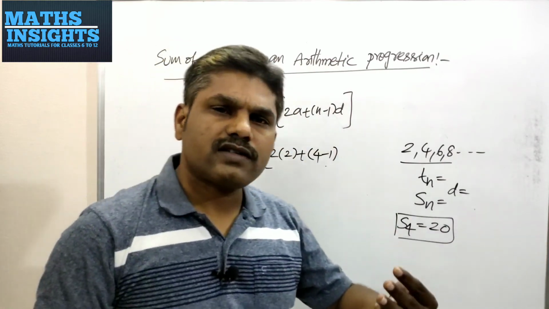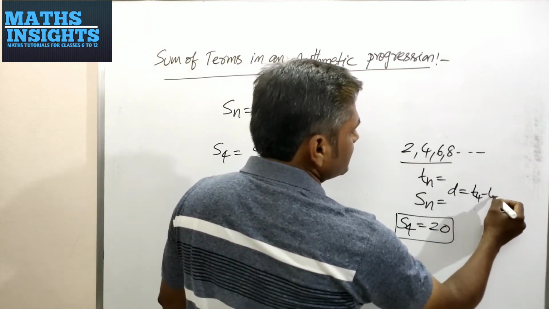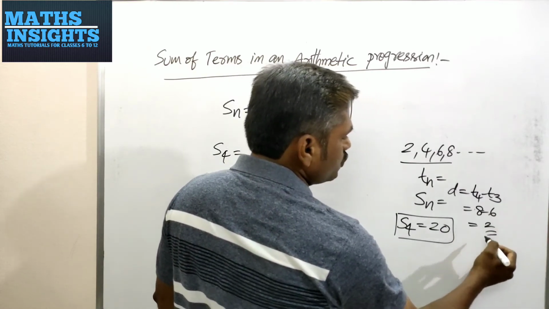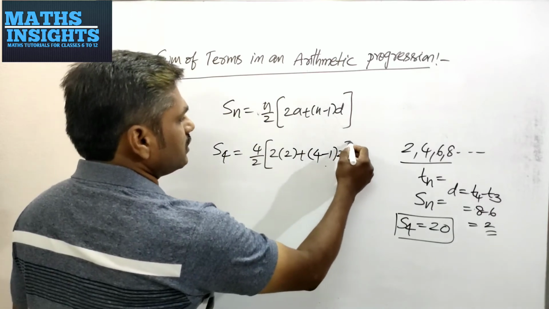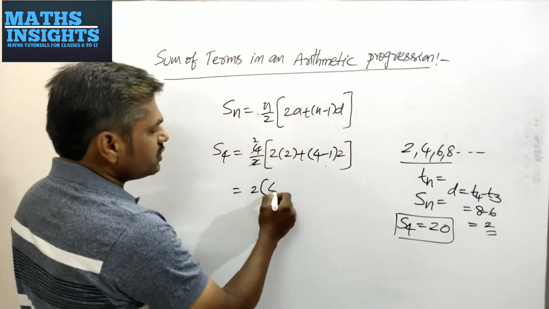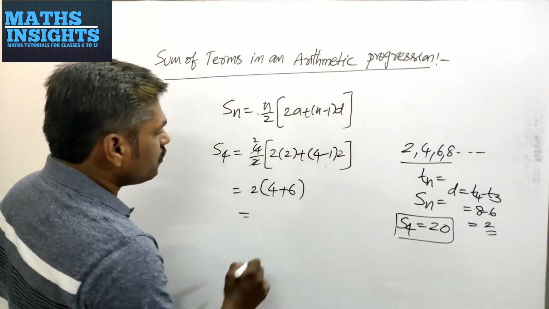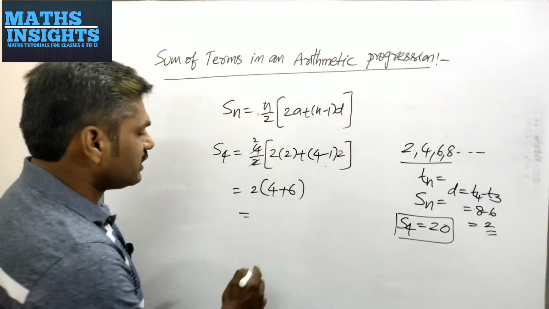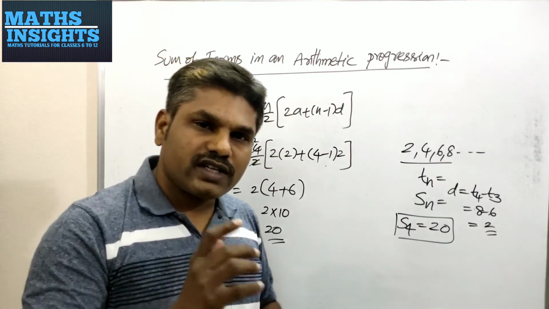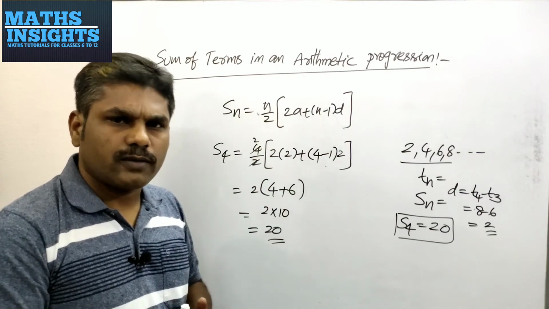You may do t2 minus t1, t4 minus t3, whatever it may be. Now I am doing t4 minus t3. t4 here is 8, 8 minus 6, that is equal to 2. Substitute that 2 here. On cancelling, 2 ones are 2, 2 twos are 4, plus 4 minus 1 is 3, 3 twos are 6. So 4 plus 6 is 10, 2 into 10, that is 20. So if you want to find the sum of any number of terms, this formula is useful.